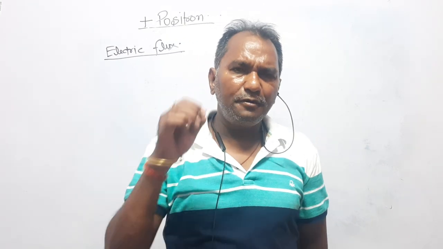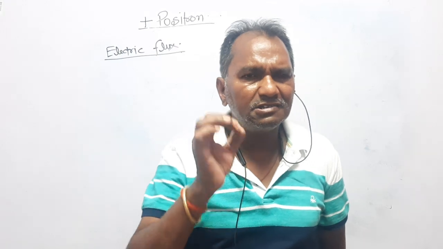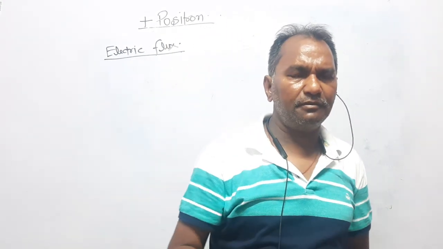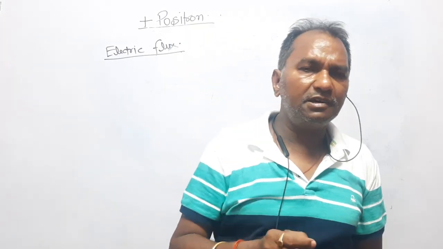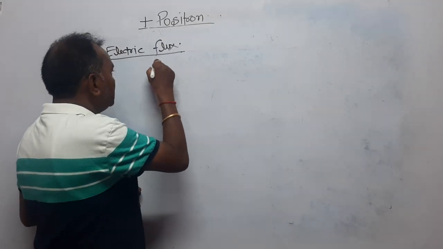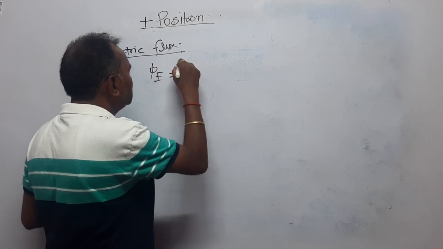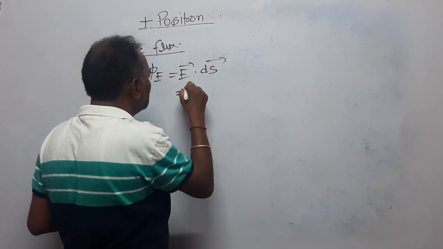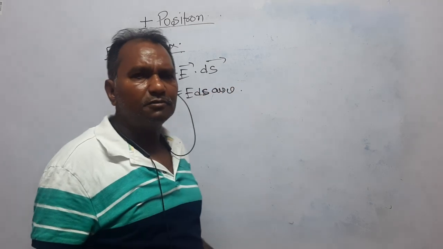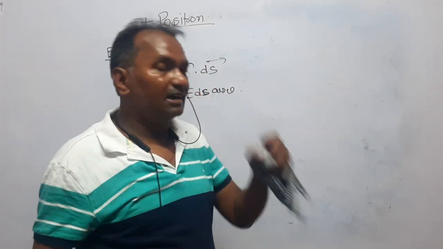area vector. If you are considering magnetic flux, it is the dot product of magnetic field with the area vector. Any flux is the dot product of the area vector with that physical quantity. It means electric flux phi E is equal to E dot ds, which is equal to E ds cos theta, where theta is the angle between vector E and the area vector ds.